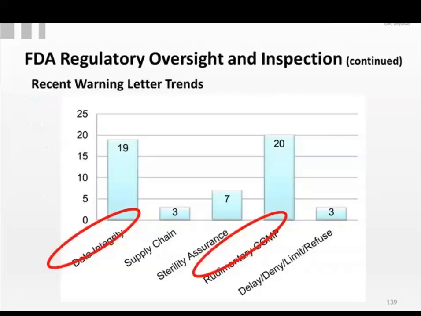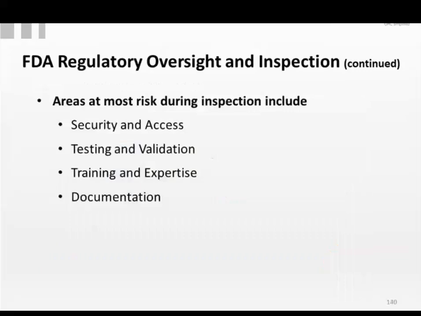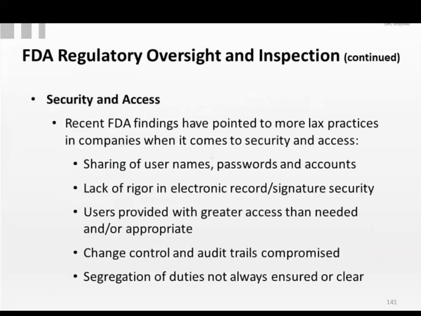Now, this just shows data integrity being very high up on the findings and what is resulting from recent warning letters. It's a trend that FDA has noted, hence their guidance on data integrity issued in December 2018. The areas most at risk during inspection: security and access, testing and validation, training and expertise, and documentation. And so we went through many of these, so I'm not going to do these in detail, but this will give you examples of what people are doing that they shouldn't be doing.